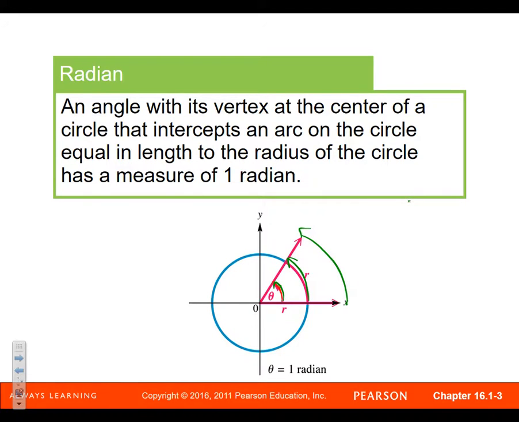The point is, what distance did you travel? Was it a small circle? Was it a large circle? Was it a big circle? Just 90 degrees alone doesn't help you. So you need to be able to convert that into an actual distance that we can talk about. And that's what radians are.